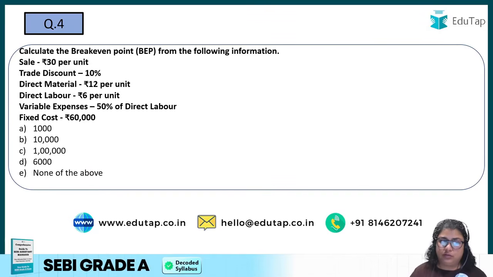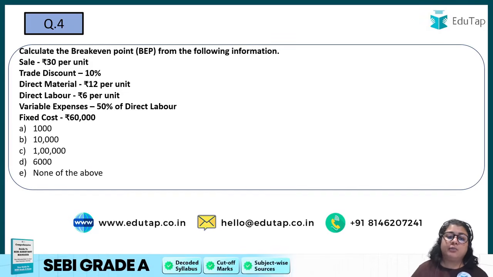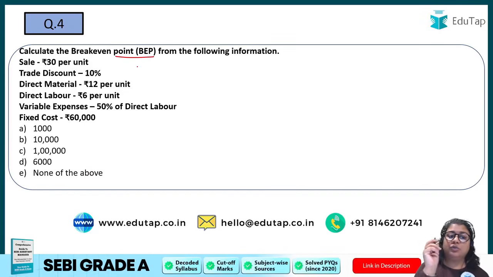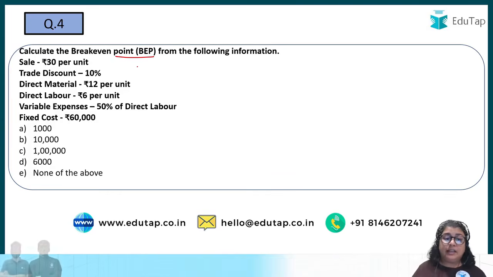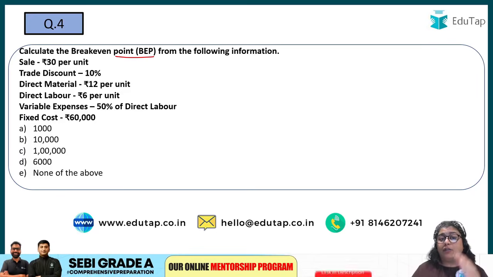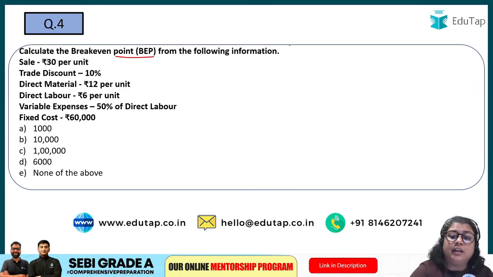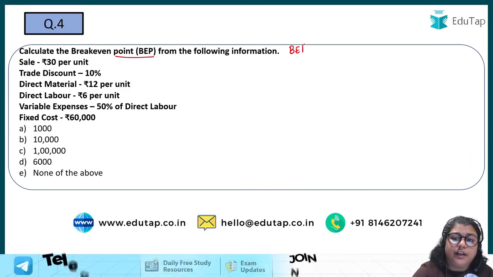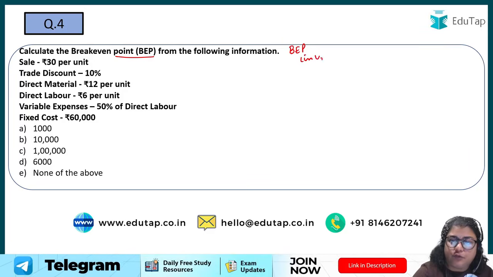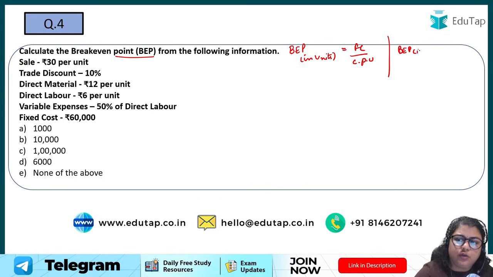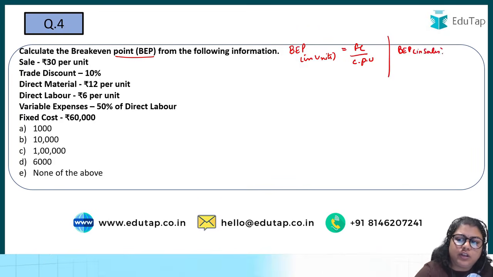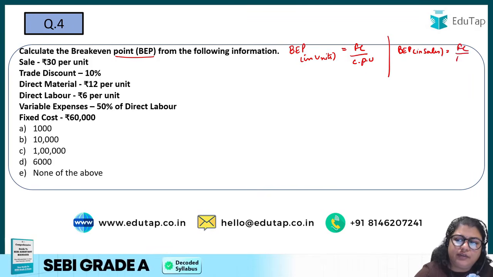Question number 4. Calculate the break even from the following information. So you need to find out the break even point. Now you need to remember the formula. Now what is the formula? Quickly recall that in your heads, what is the formula in units. That is fixed cost upon the contribution per unit. And if you see break even point in rupees, or you can say in sales, then what is the formula? Fixed cost upon PV ratio. I hope you remember both of these, right?